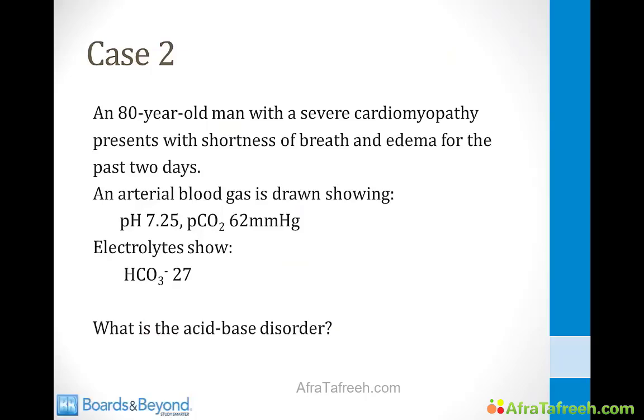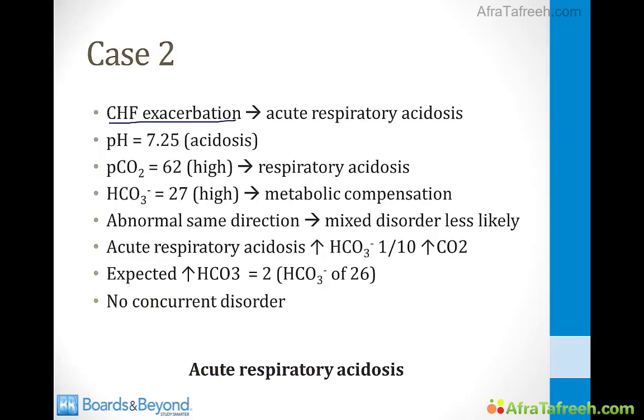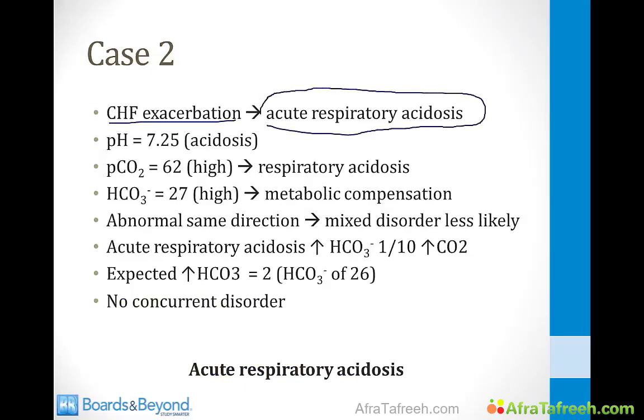Case 2 is an 80-year-old man with a severe cardiomyopathy who presents with shortness of breath and edema for 2 days. An arterial blood gas is drawn showing a pH of 7.25 and a PCO2 of 62. Electrolytes show a bicarb of 27, and the question asks, what is the acid-base disorder? So they tell us that the patient has a CHF exacerbation, so we expect an acute respiratory acidosis. Anytime there's a problem with breathing, whether it's heart failure or pneumonia or asthma, the disorder that you expect is a respiratory acidosis from retention of carbon dioxide.